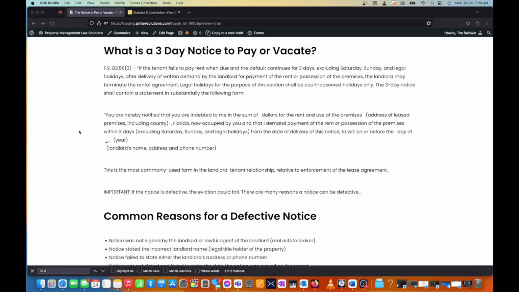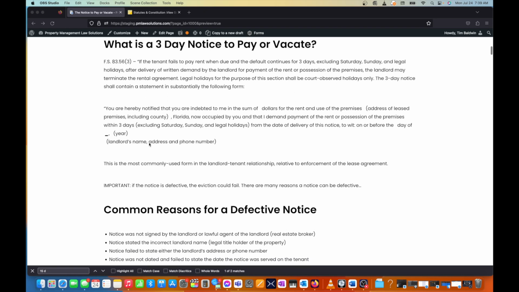In general, the 3-day notice to pay or vacate is regulated by Florida Statutes 83.56, subsection 3. It provides that if the tenant failed to pay rent, you have to deliver a specific notice to pay or vacate that's in substantial conformity with the language here in the middle of this section to make that demand. We have a form that we use, the same form every time, that we fill in particular to that tenant.